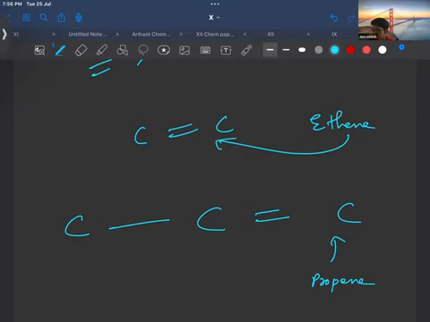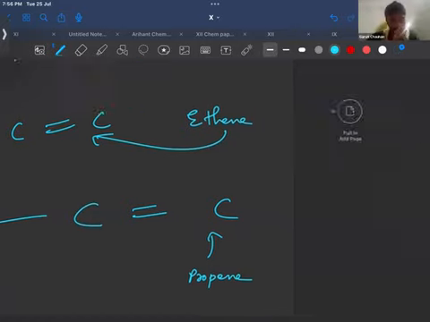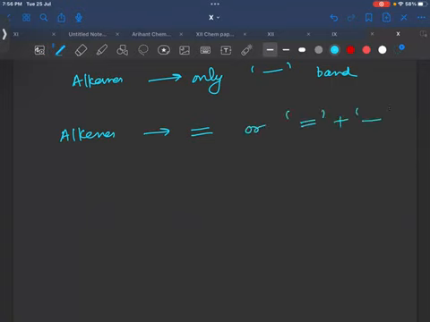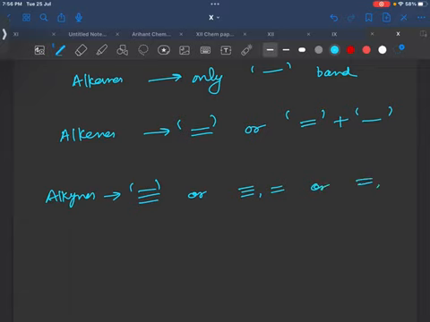Sir, alkanes are the double bonded ones, right? No. Alkanes are just single bonded. Alkenes mean double bonds, and double bond plus single bond. Alkanes mean only single bond. Alkenes mean double, and double plus single. Alkynes mean triple, and triple plus double, and triple plus single, or triple, double, single.